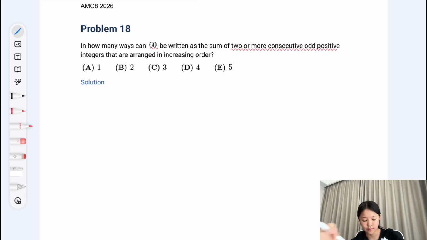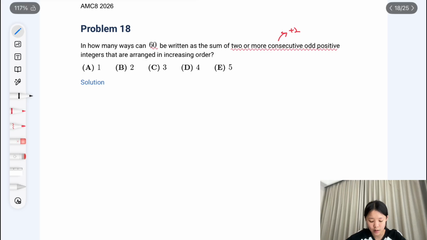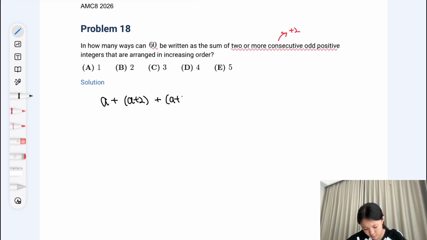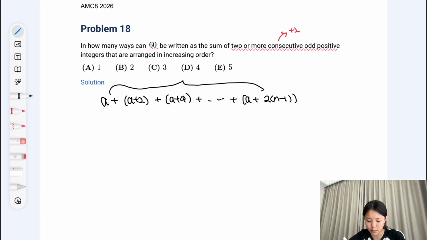Consecutive odd positive integers, what that means is that between each of these integers, you're going to have a gap of 2. So if you write that out as an arithmetic sequence, you would have a as the first one, and then a plus 2, and then a plus 4, and so on, until you would eventually reach a plus 2 times (n minus 1), where you have a total of n numbers in total, right?